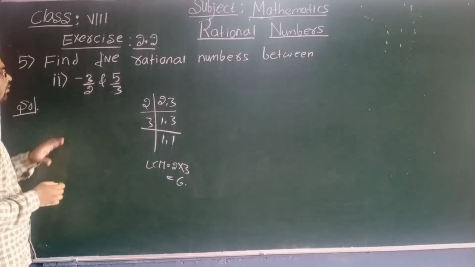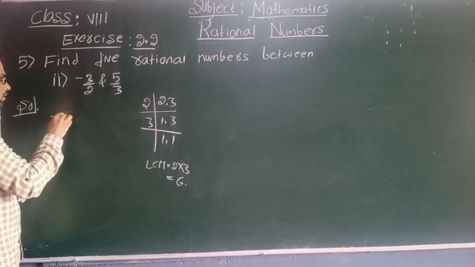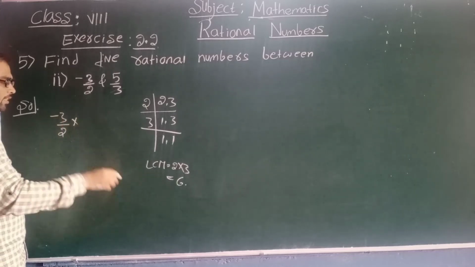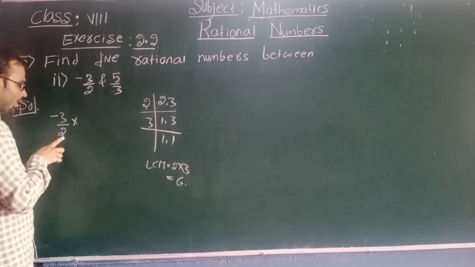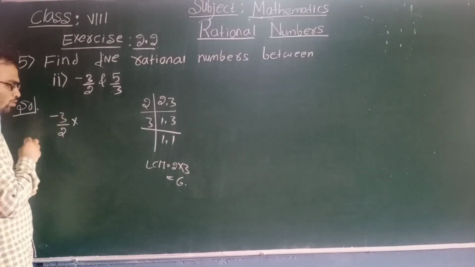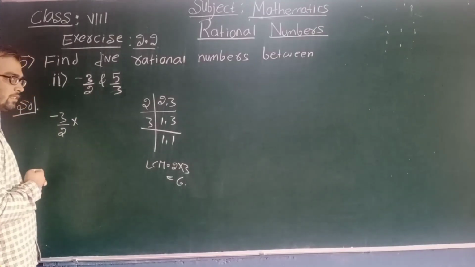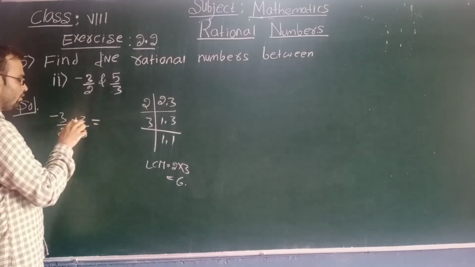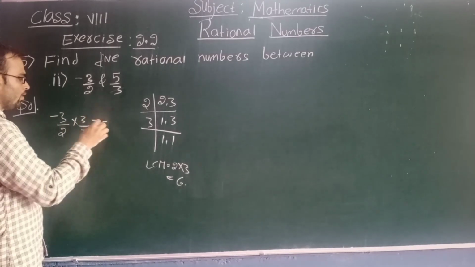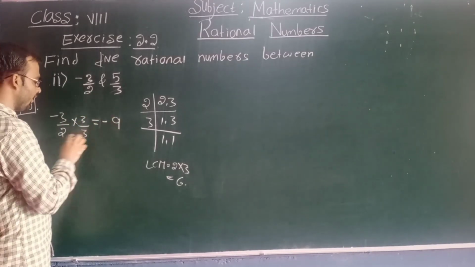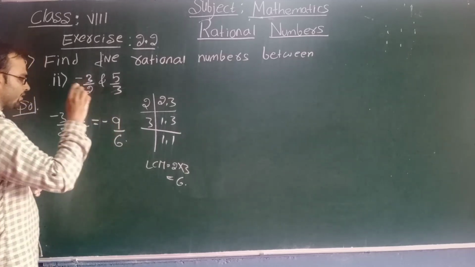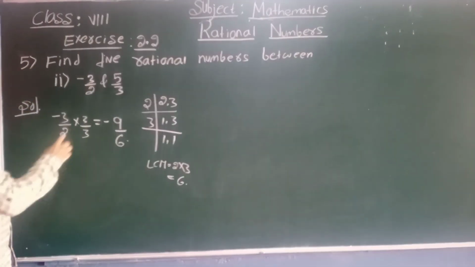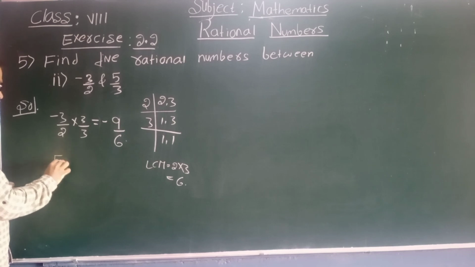As LCM is 6, what we need to do? You just take first number. Look at here. LCM is 6 and the denominator of this number is 2. So what we need to multiply to make it 6? 3, no? So multiply 3 by 3. So minus into plus will be minus. 3 3s are 9 and 2 3s are 6. Now you just take this number.